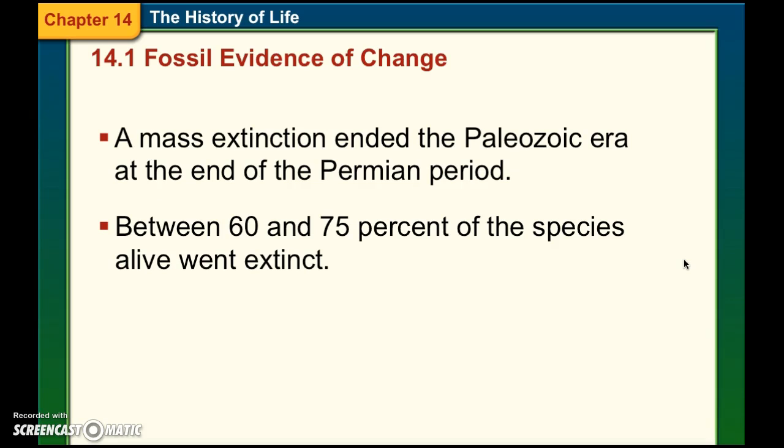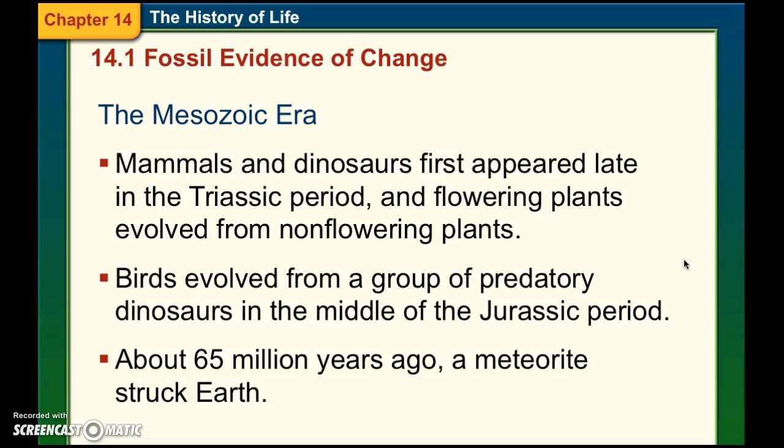Now, a mass extinction ended the Paleozoic era, between the end of the Permian period. That's when 60 to 75% of the species alive went extinct. Now, the Mesozoic era is what you probably know more about, because this is when you have dinosaurs ruling the earth. And mammals were present towards the middle to end, but they were very, very small. And we're talking like rodent-like. They weren't big. The dinosaurs definitely were the big kids on the block.